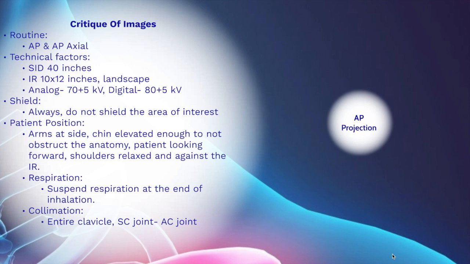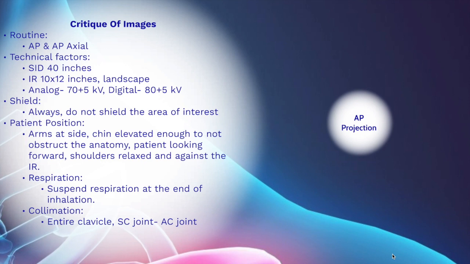For the analog, you will use 70 plus 5 kV and for the digital 80 plus 5 kV. You will always shield the patient, but you do not want to shield the area of interest. The position of the patient will be by having their arms on their side, chin elevated enough to not obstruct the anatomy, the patient looking forward, shoulders relaxed and against the IR.